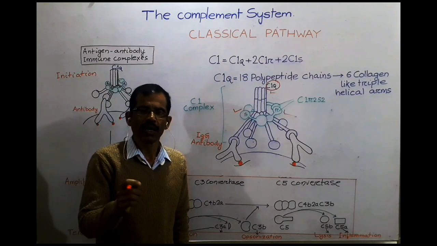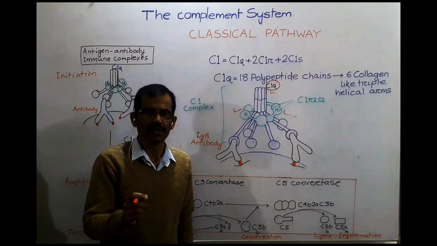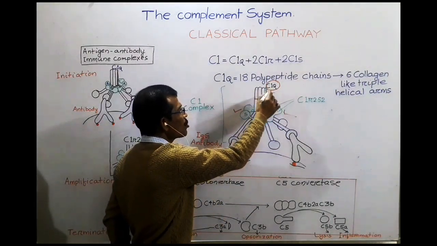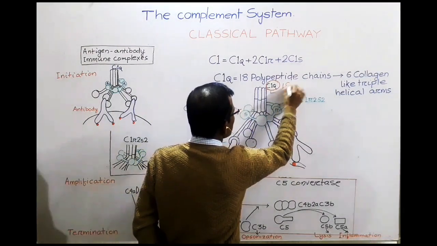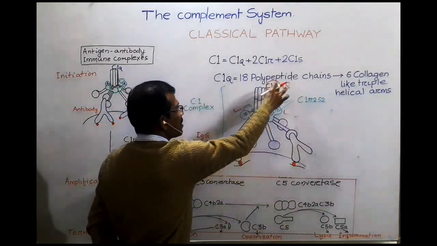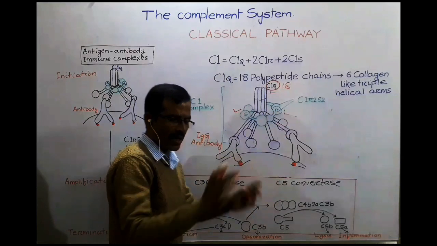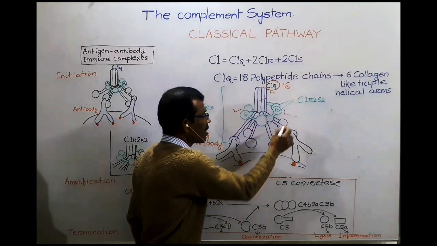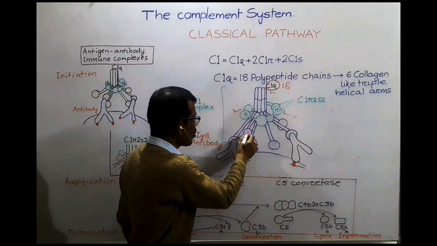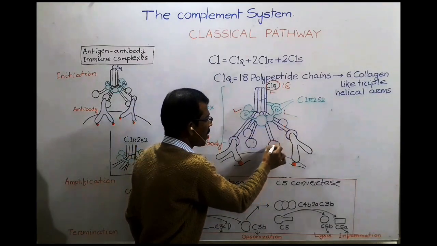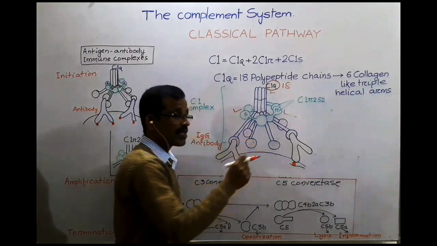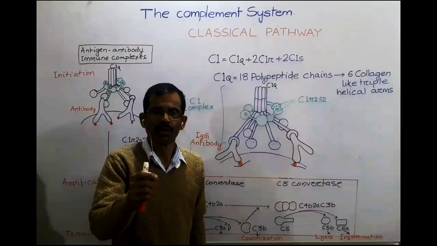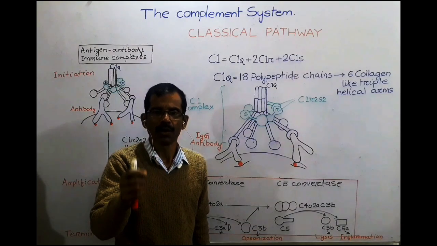C1r and C1s are serine proteases, and the C1q component is itself composed of 18 polypeptide chains. These 18 polypeptide chains are organized to form 6 collagen-like triple helical arms which have globular heads. These are the globular heads which must bind with the CH2 domain of an antigen-bound antibody molecule.